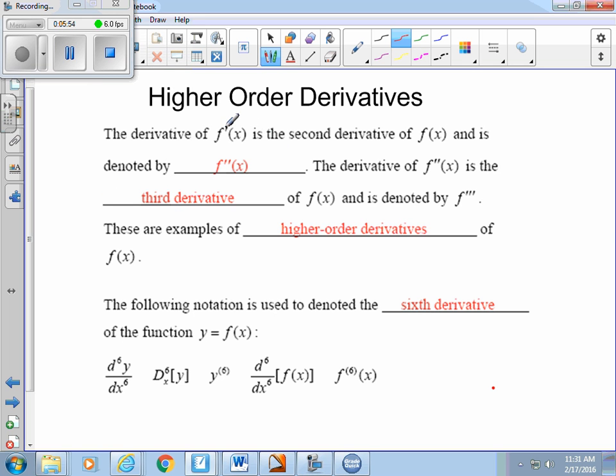If you're using the tick mark notation, which is called the prime notation, that's what Newton used, you do 1 tick mark for the first derivative, 2 tick marks for the second derivative, 3 tick marks for the third derivative, but after that, then you do a number 4, because after 3 tick marks, we feel like we might start losing them. So we do the number 4 for the fourth derivative and anything after that.